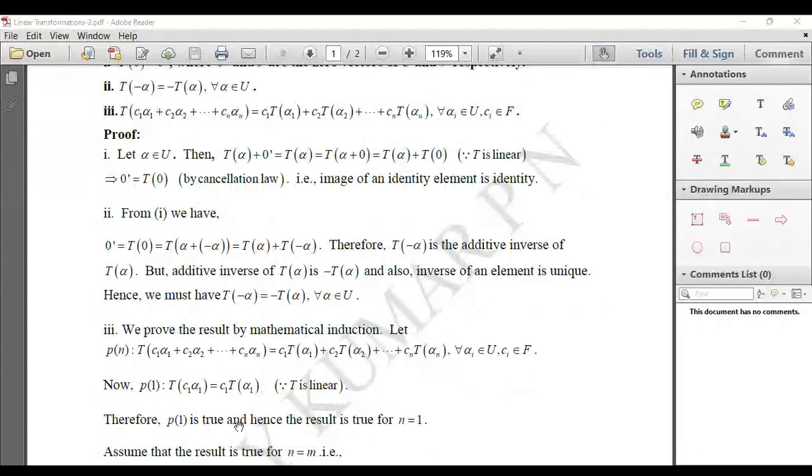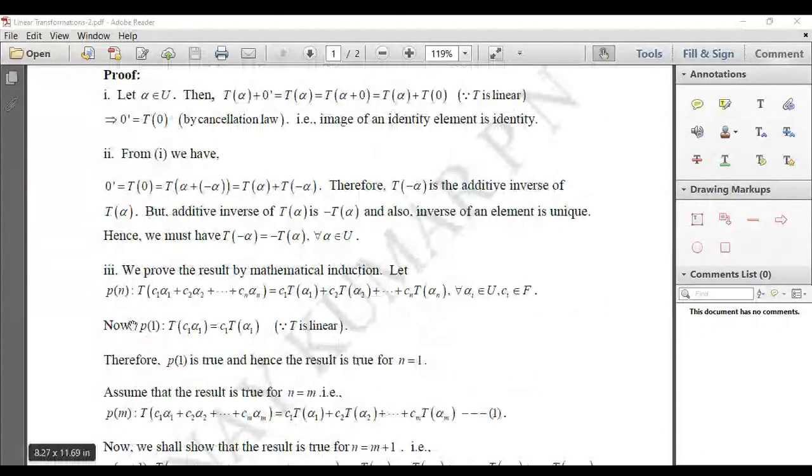That means P of m, which is given by T of C1 alpha 1 plus C2 alpha 2, etc. up to Cm alpha m. I've considered m vectors, and I can write this one as C1 into T of alpha 1 plus C2 into T of alpha 2, etc. up to Cm into T of alpha m. So we have proved for n equal to 1, that is one vector, and assume that this result is true for m vectors. So that means if there are m vectors, we can write like this.